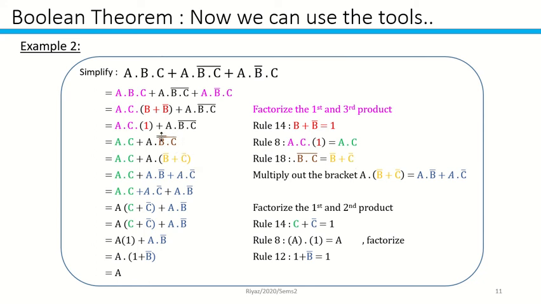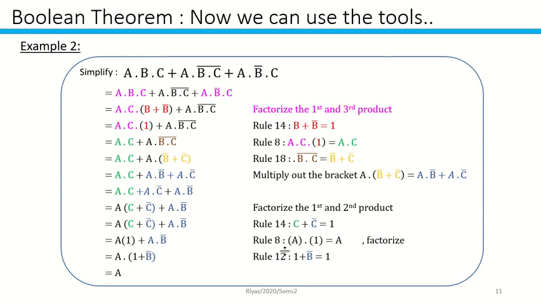So from this one become this one, and you just expand it: a times b bar and a times c bar, you get this one, multiple. And then later on you factorize it to take out the a. So you have an a outside, you have a c from this one, and you factorize this one, c plus c bar. Using rule number 14, it will become 1.